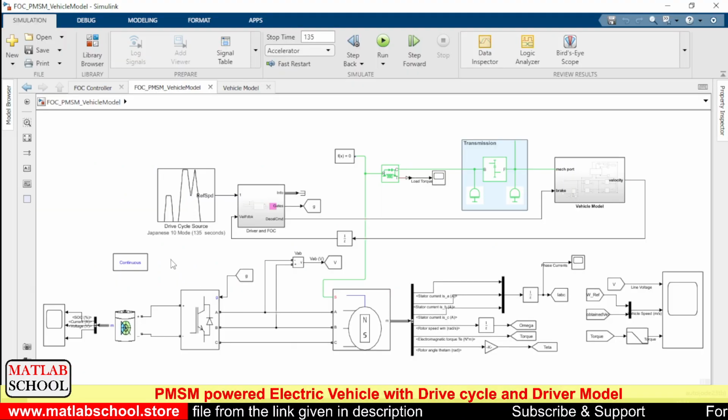So this is the simulation model. Here we are going to simulate the electric vehicle which is powered by a PMSM motor. For this electric vehicle, we need to give a few things like the drive cycle. The drive cycle happens to be the reference speed of the vehicle. So here the reference speed is coming from the drive cycle.